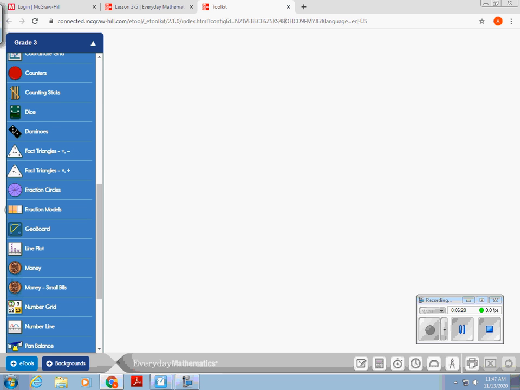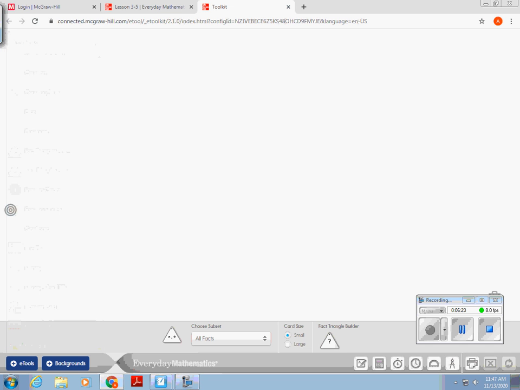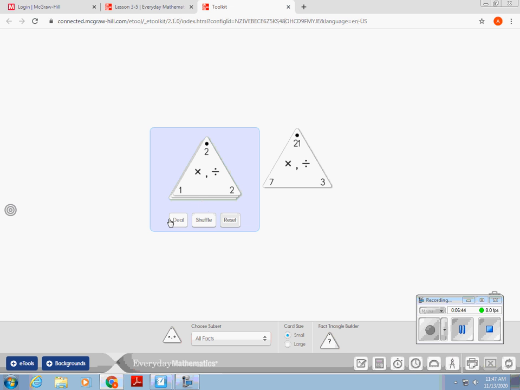The first one is for addition and subtraction, and the second one is for multiplication and division. So go ahead and check the multiplication and division, and then all you have to do is drag them up. Once you drag them up, just hit deal. And it will give you a math triangle that you can practice, and you can continue to hit deal, and it will keep giving you more that you can practice. All you want to do is reset it.